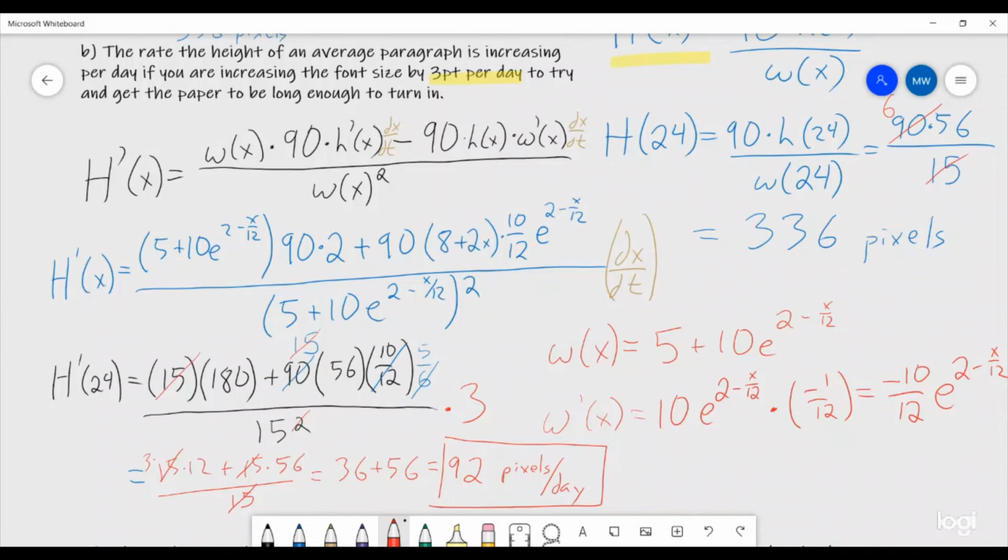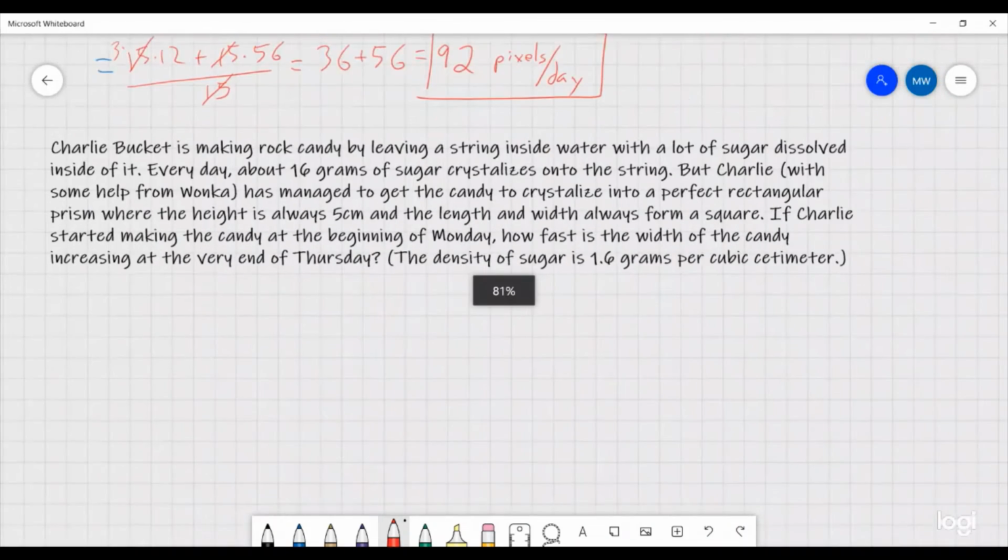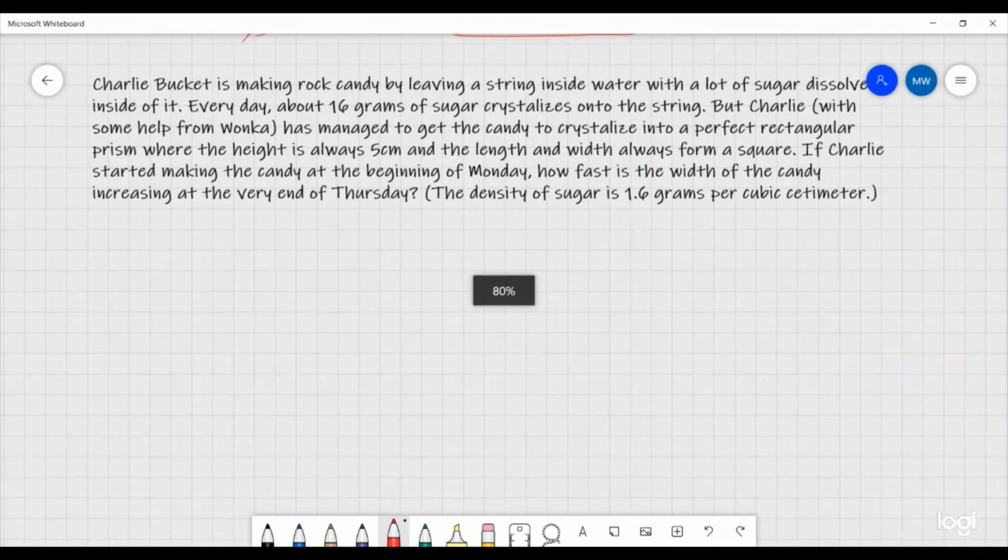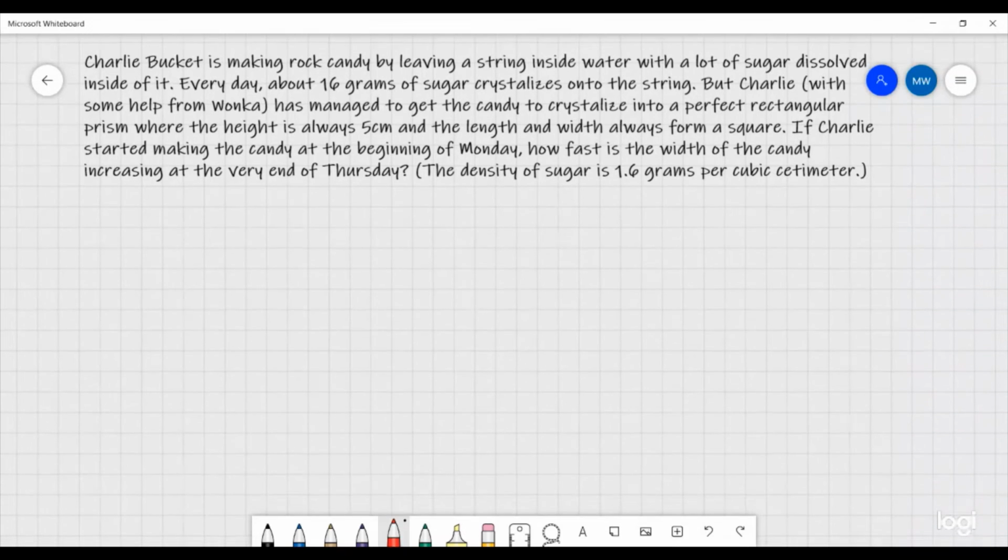So let's now do the second problem that I have prepared. So we have a problem involving Charlie Bucket.